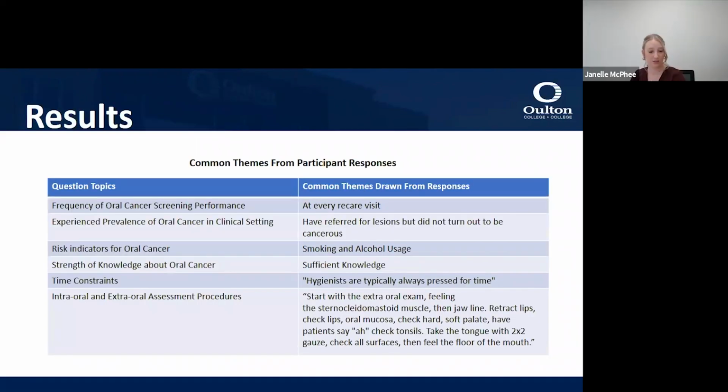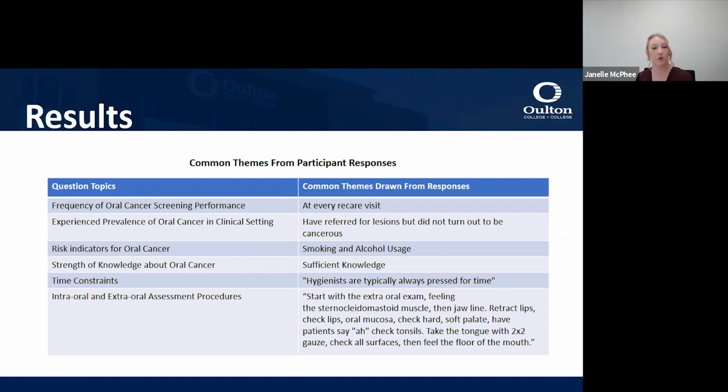For our results, within those 6 questions, we did a comparison. These are the common themes that we found. For the first question, frequency of oral cancer screening performance, on average it was at every recare visit. Experience with prevalence of oral cancer in clinical settings: it was said that they have referred for lesions, but these did not turn out to be cancerous.